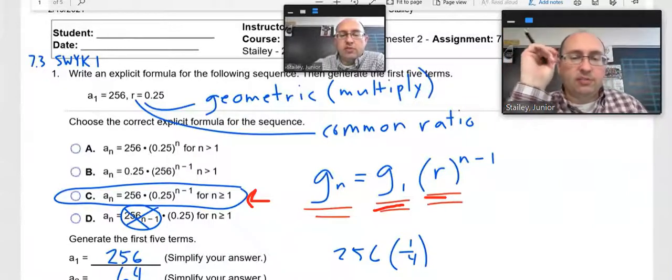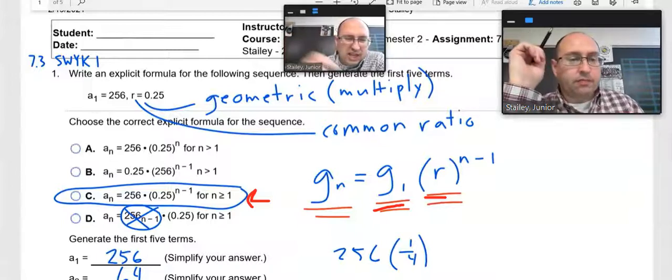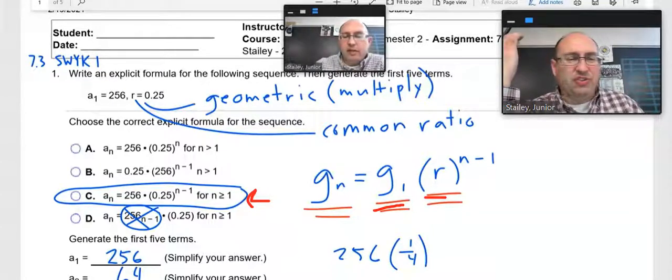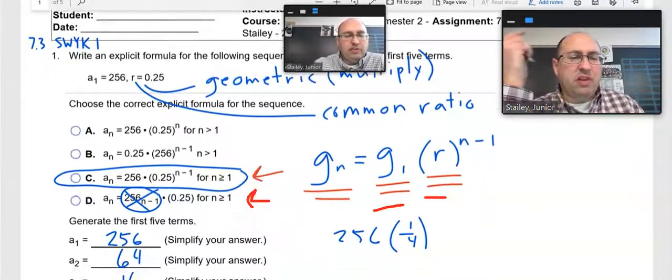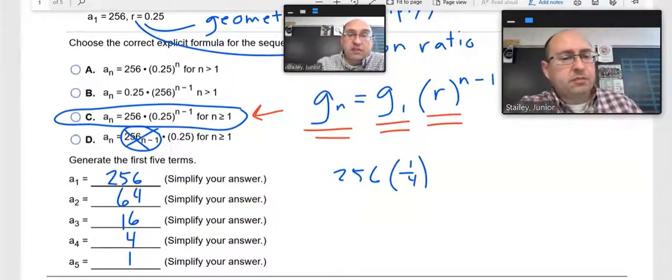Oh, looks like he's talking about first term and common difference, or ratio. Pointing out letter C is the option. Can't be letter D, because that looks like it's got a part of a recursive in it. A doesn't have the right exponent. B has the multiplier and the first term switched. Oops, get rid of that stuff.